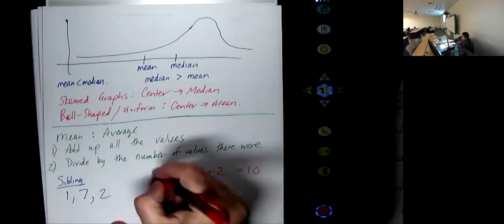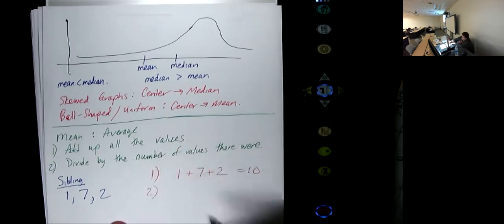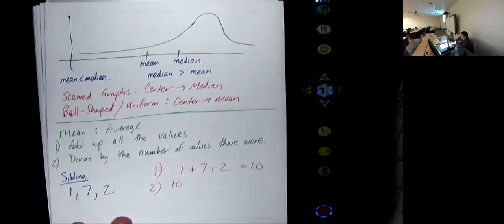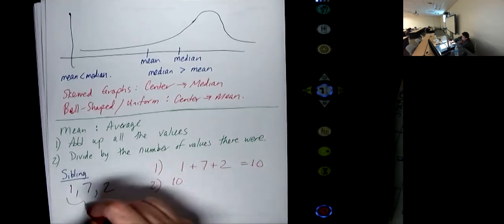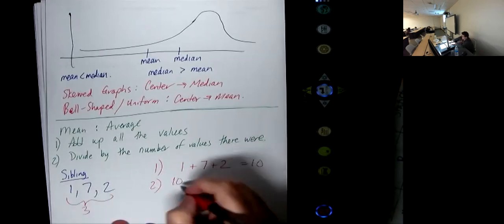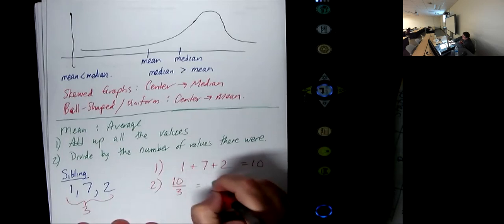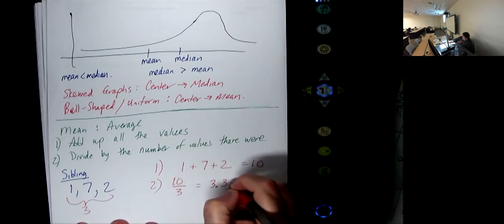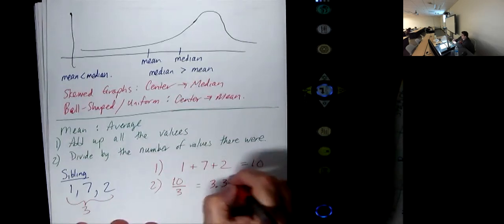That's step 1. Step 2 is divide that number by the total number of entries. There were 3 people that answered this question, myself included. So I will divide by 3. And on a calculator, I'm going to get 3.33, with the 3 repeating.